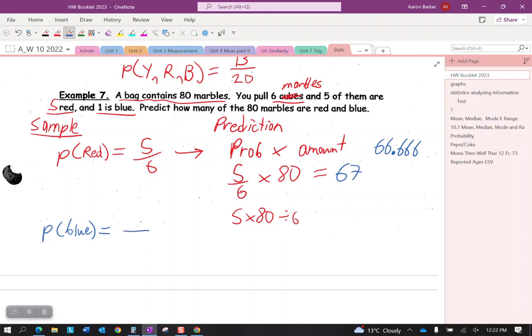Okay, going back to blue now. Probability of blue, what is it? What's the probability from our sample? How many marbles did we pull out in our sample? So that goes on the bottom. How many of them were blue? 1. So for our prediction then, our probability times 80 will be 1 over 6 times 80. Okay. So what is that?